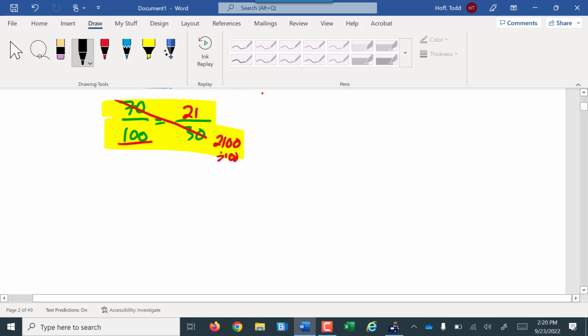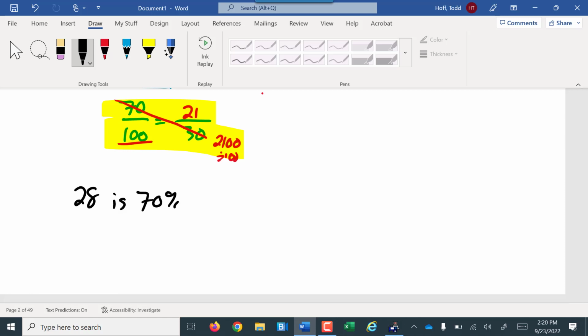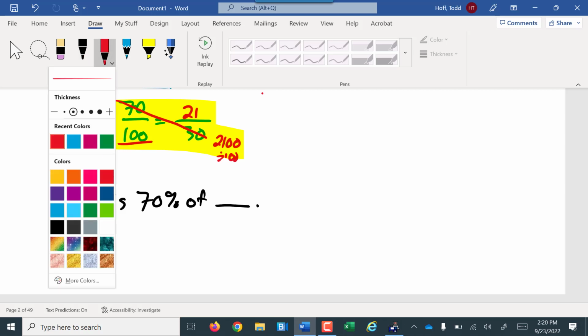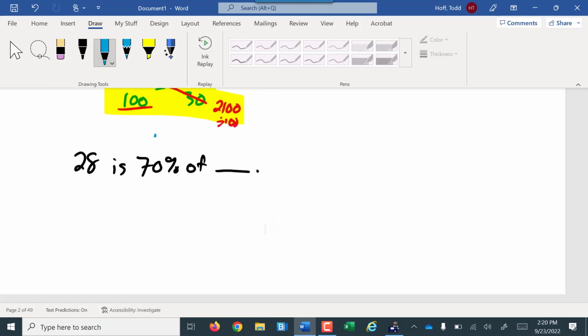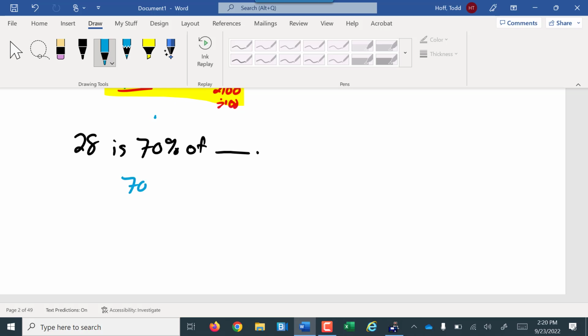They can be different, though. We might have 28 is 70% of blank. So here, what's our percent? 70. So we start out with 70 over 100 equals, does the 28 go on top or bottom? Top. It says 28 is 70%. That implies the 28 matches up with the 70. Of blank, out of blank implies the missing number is on bottom.